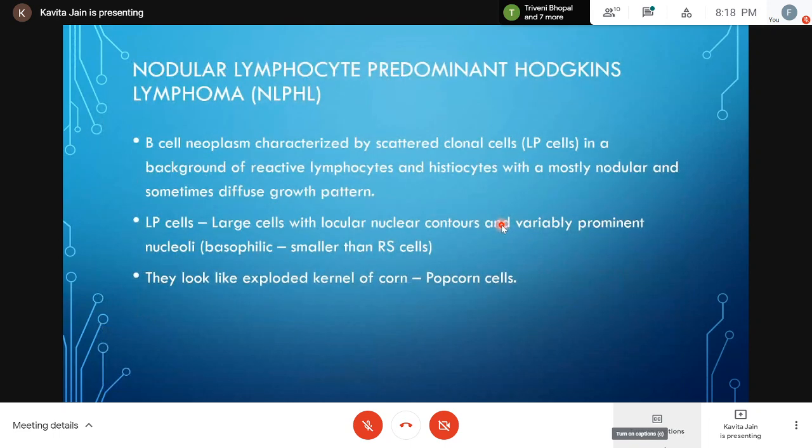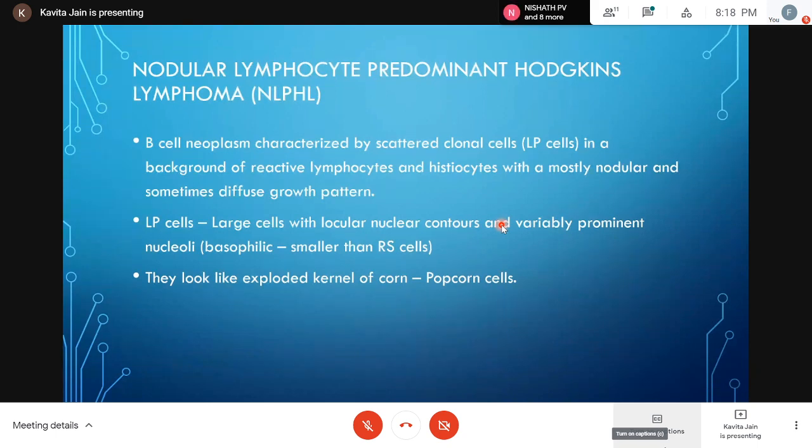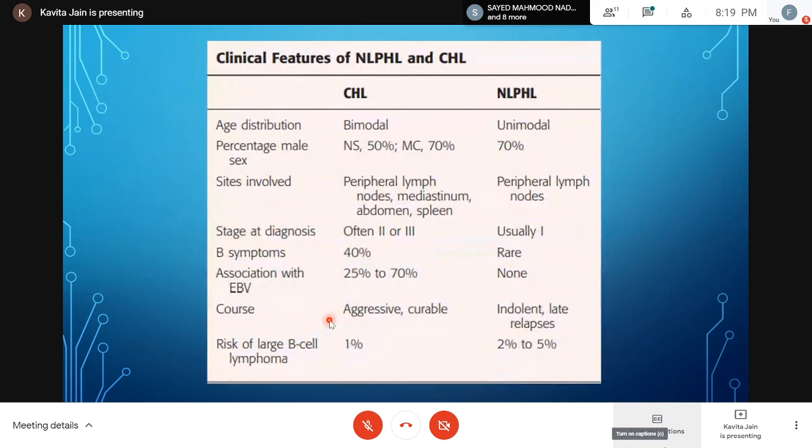So coming on to the last entity, that is the nodular lymphocyte predominant Hodgkin's lymphoma. It is a B cell neoplasm characterized by scattered clonal LP or lymphocyte and histiocytic cells in a background of reactive lymphocytes and histiocytes with a mostly nodular and sometimes a diffuse growth pattern. Now they are large cells, they have globular nuclear contours, and variably prominent nucleoli which are basophilic. And of course, as I told you, they are smaller than RS cells. They are also called popcorn cells.